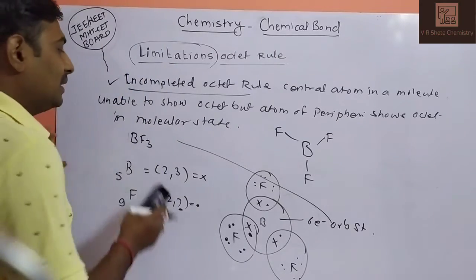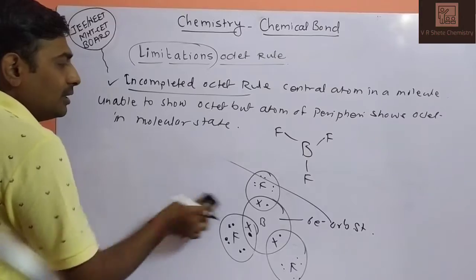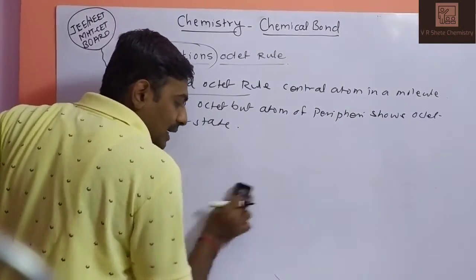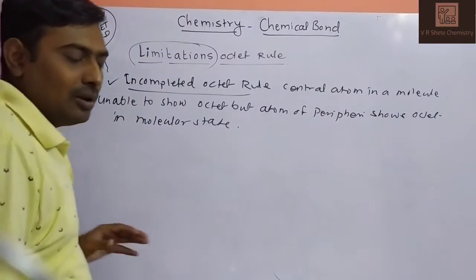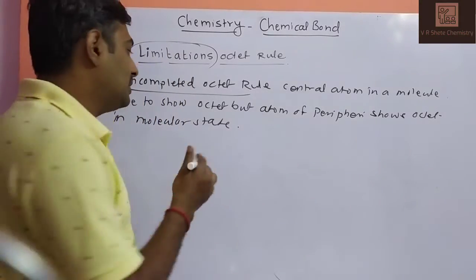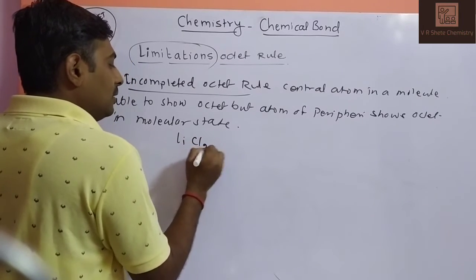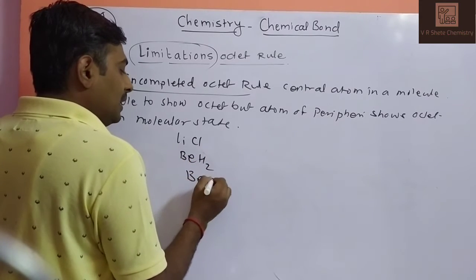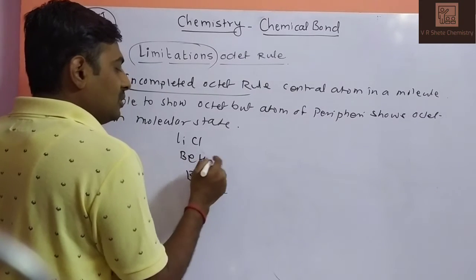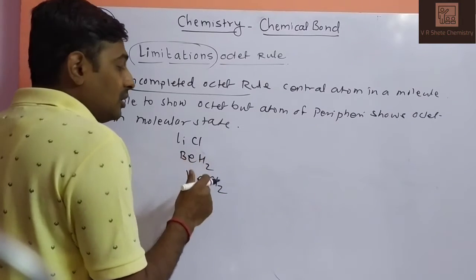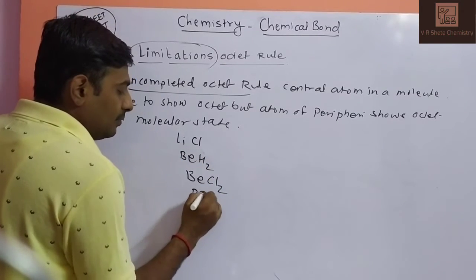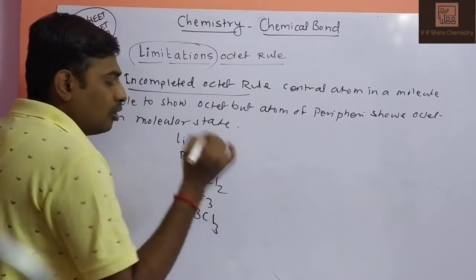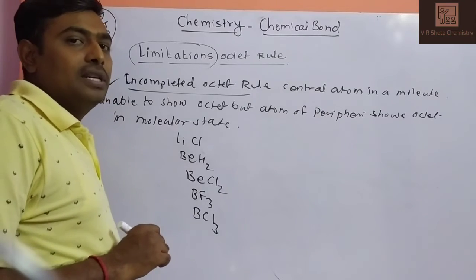Same example for BCl3. So which of the molecules show incomplete octet? First one, beryllium chloride. Second one, boron trifluoride. Then lithium chloride, beryllium hydride. So these are the examples: lithium chloride, LiCl, beryllium hydride, then beryllium chloride. So these hydrogens show duplet, while all other elements show octet. Then BF3, boron trifluoride, BCl3, boron trichloride. These are the examples of incomplete octet state.